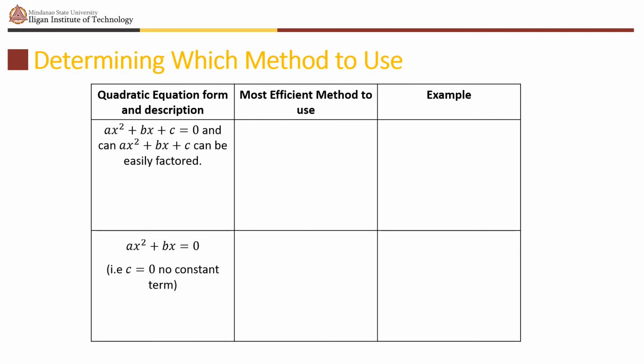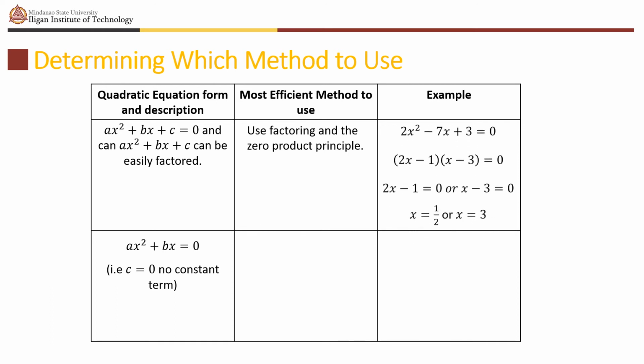In determining which method to use, we have the following table. Quadratic equation form: ax squared plus bx plus c equal to 0, and this one can actually be factored easily. So the most efficient method, if this can be easily factored, would be factoring and the zero product principle. For example, 2x squared minus 7x plus 3 equal to 0, we can factor this as the quantity 2x minus 1 times the quantity x minus 3 equal to 0.